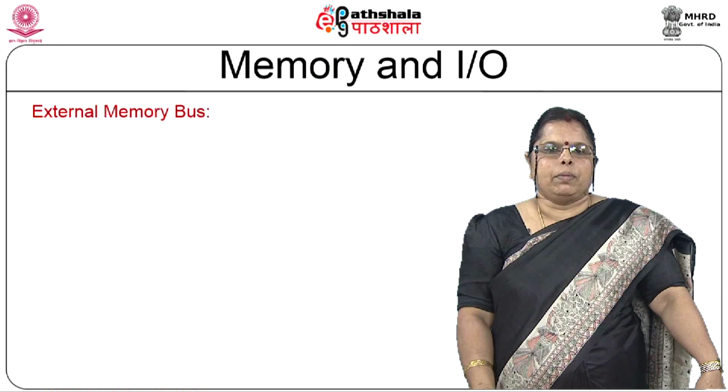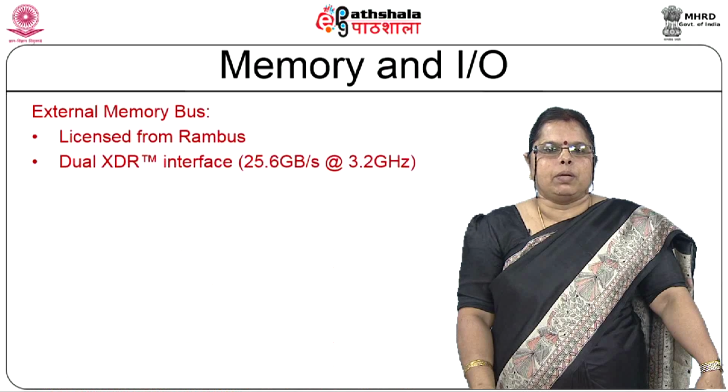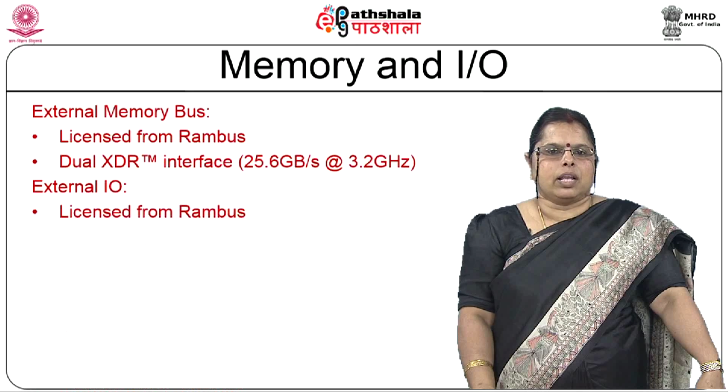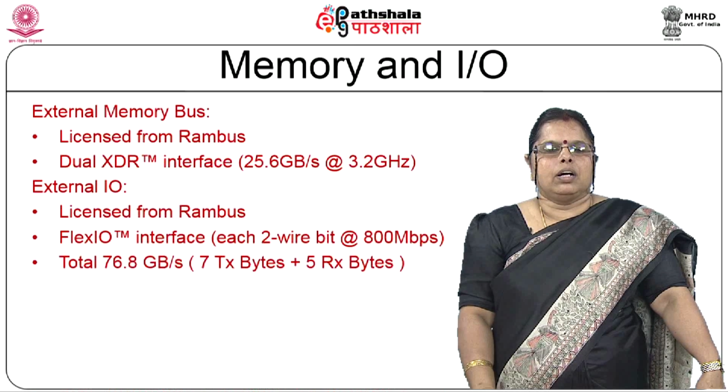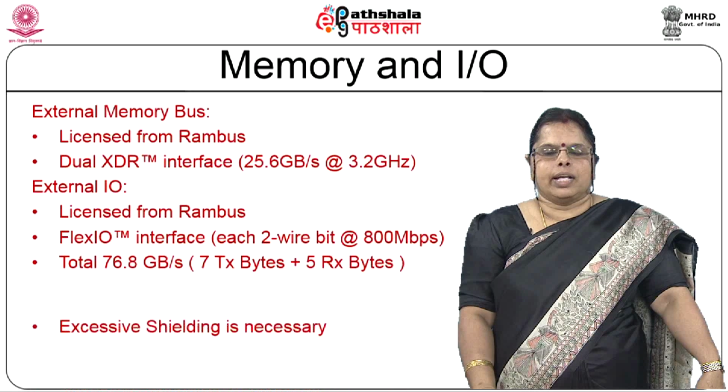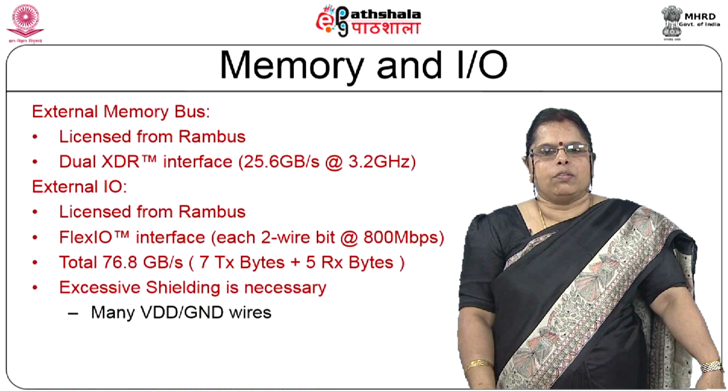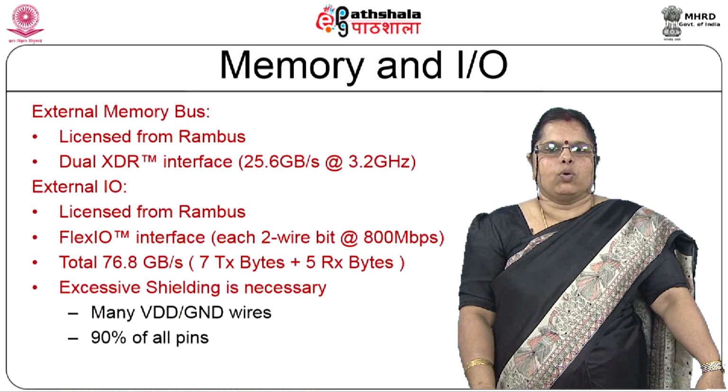If you look at the memory and I/O, there is an external memory bus licensed from Rambus. You have a dual XDR interface with 25.6 gigabytes per second. External I/O is again licensed from Rambus, and you have a Flex I/O interface. So, you have a total of 76.8 gigabytes per second. Excessive shielding is necessary, so you have a number of VDD and ground pins.